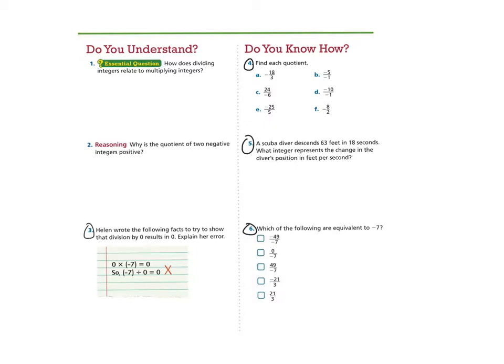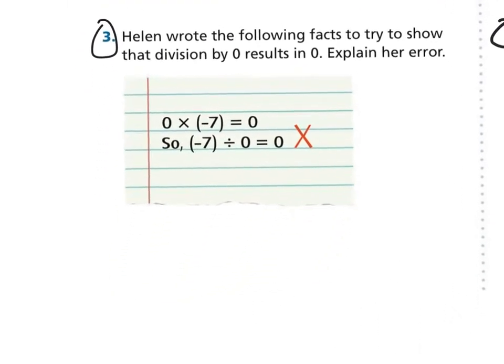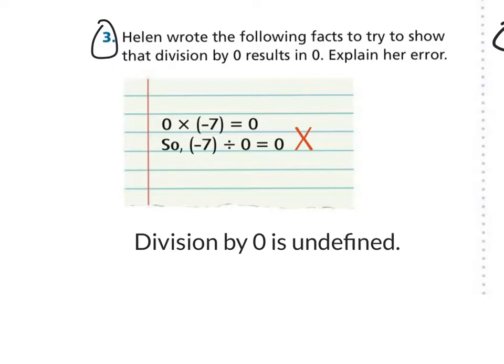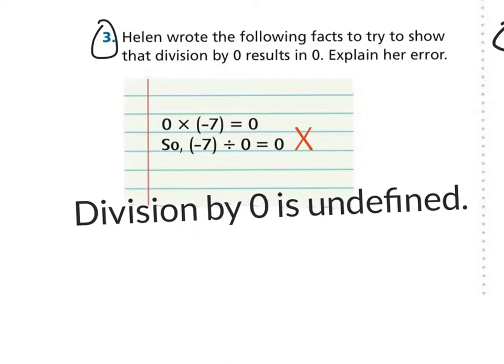Look at the do you understand number 3. Helen wrote the following facts to show division by 0 results in 0. Explain her error. And this is something that we haven't really talked about much in here, if at all. But I'll go ahead and mention it, is that division by 0 is undefined. So what she tried to do on the problem is saying -7 divided by 0 equals 0. We actually cannot do that.